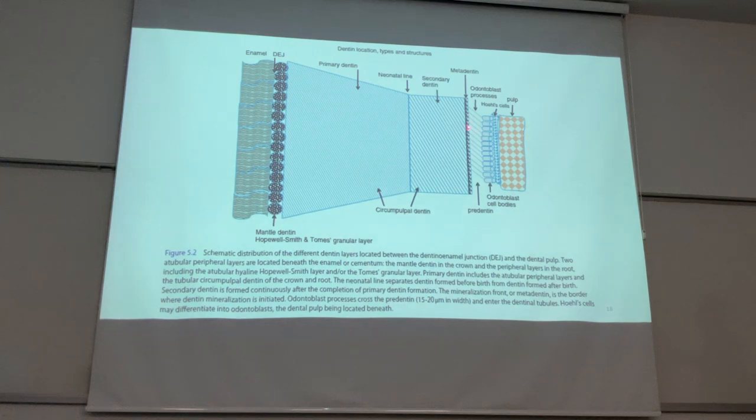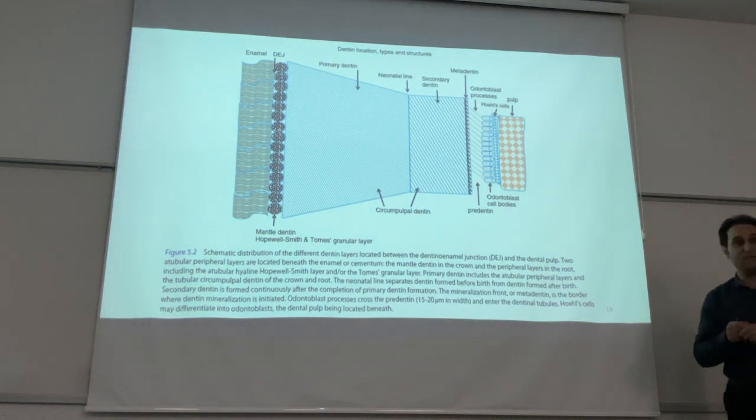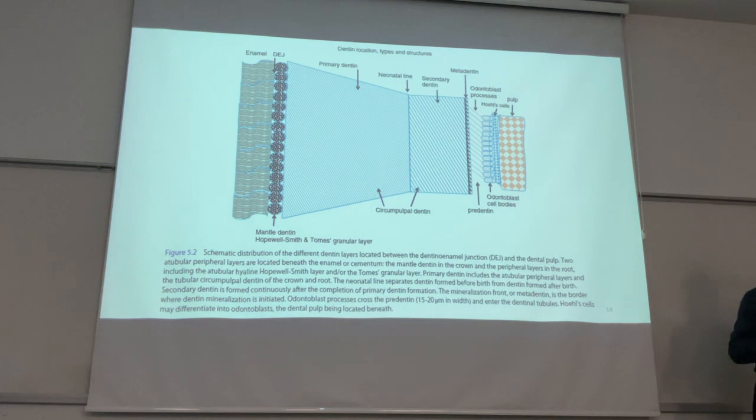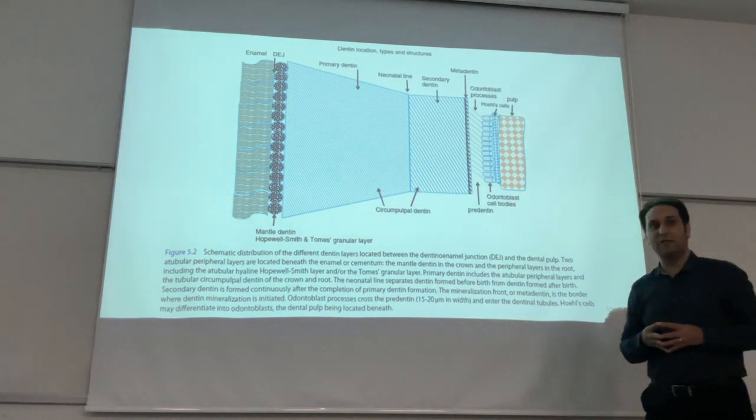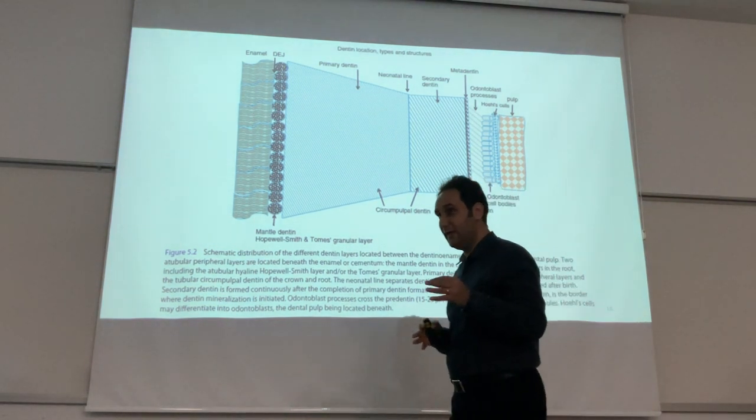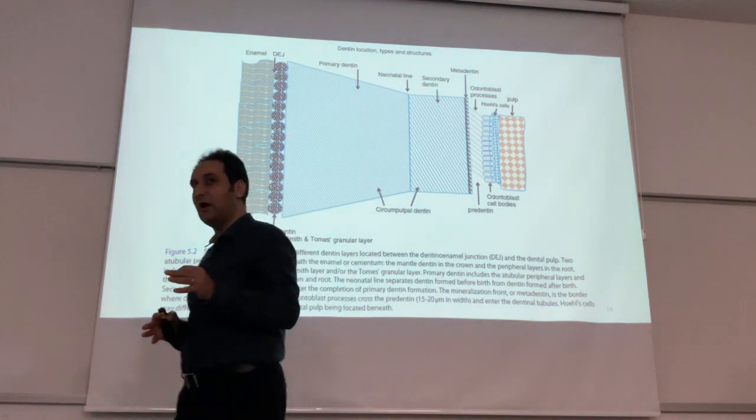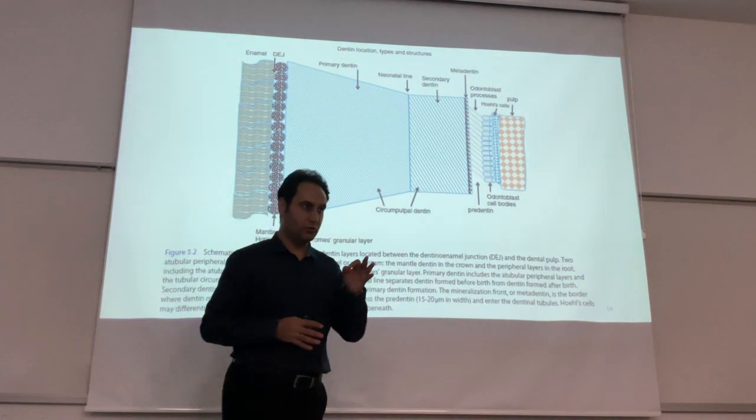After predentin, we enter into the pulp. In the inner side of the pulp, in the peripheral side of pulp, we have a special area known as the odontogenic area. The odontogenic area is related with pulp, not dentin.